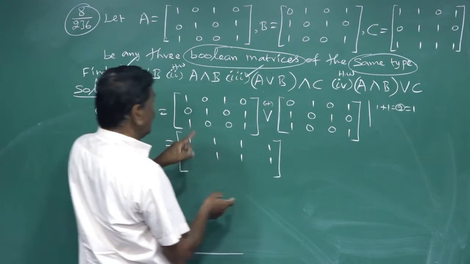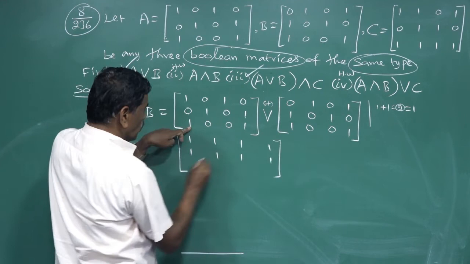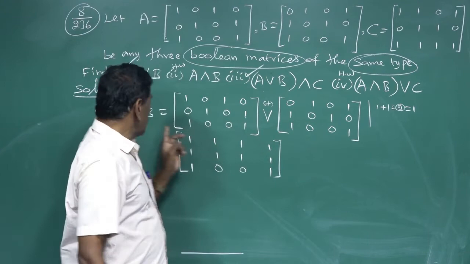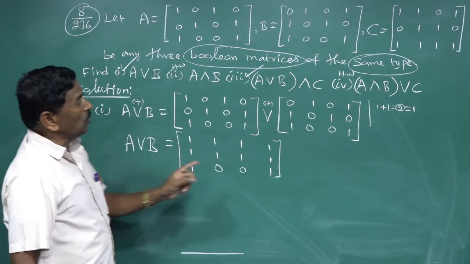Okay, again consider here. First element, this row completed. Now, 1, very good. 1 plus 1, 2. So 2 is equal to 1. Okay, here. 0 plus 0, 0. Here, 0 plus 0, 0. 1 plus 1, 2. 2 is equal to 1. That's all. So which is the answer for A or B? So first subdivision completed. Now come to third subdivision.